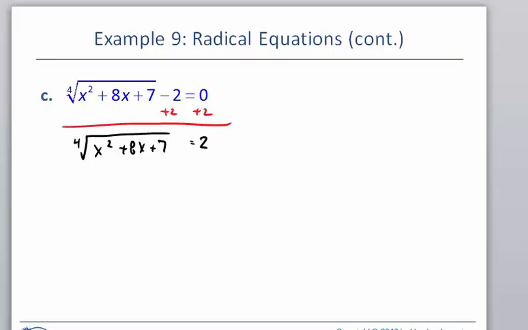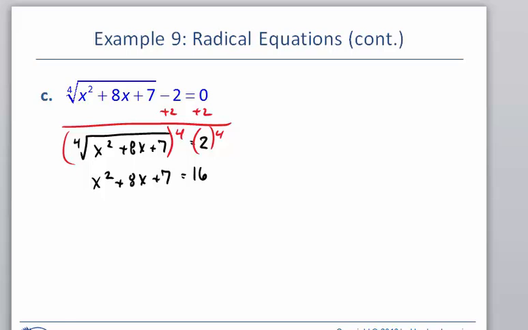Second step is to raise both sides to a power to eliminate the root. So if we've got a fourth root, we're going to raise both sides to the fourth power. That's going to cause the radical to come off on the left, and so we just have x squared plus 8x plus 7. 2 to the fourth is 16. Now the radical is gone.